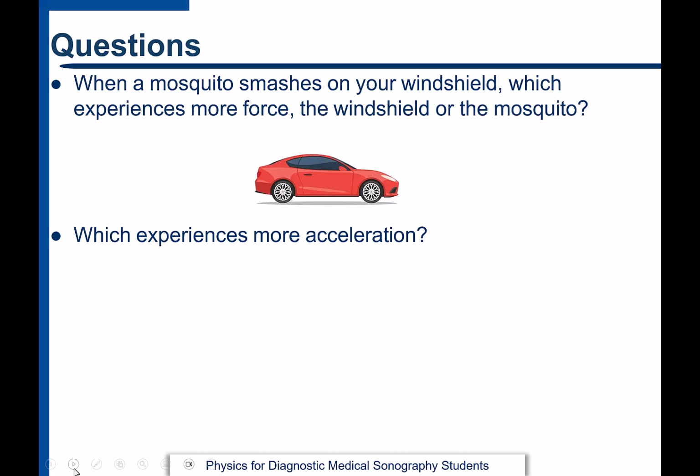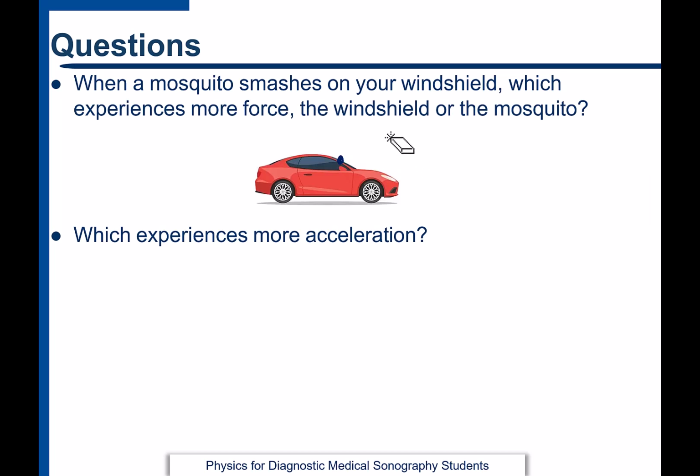So let's look at an example that illustrates Newton's third law, and one of the things that is confusing about it. So here's the question. When a mosquito smashes on your windshield, which experiences more force, the windshield or the mosquito? Now, if you ask a friend who hasn't had a physics course before, they would probably naively say the mosquito experiences a greater force. Because after all, that little mosquito flying along gets smushed on your windshield, and your car doesn't really even notice that anything happened.